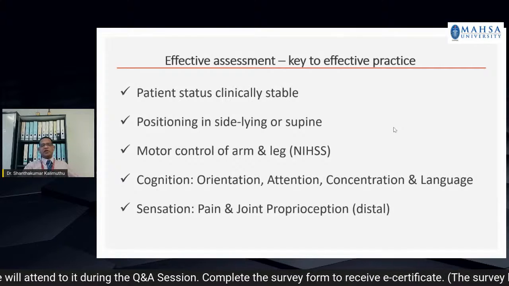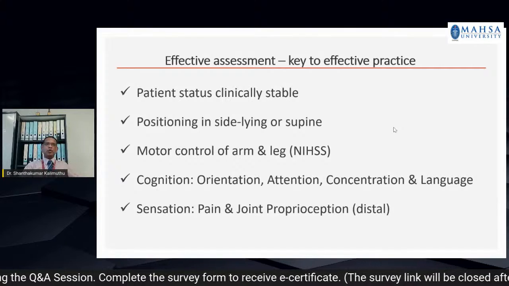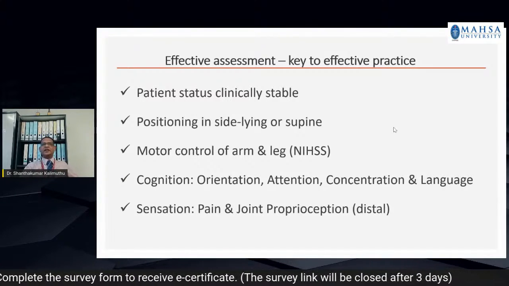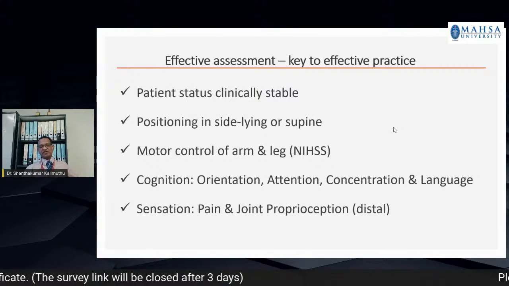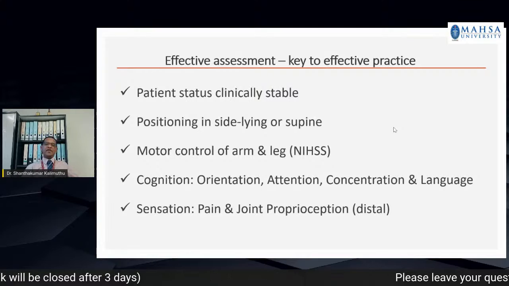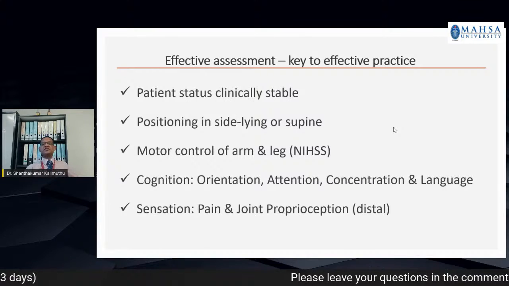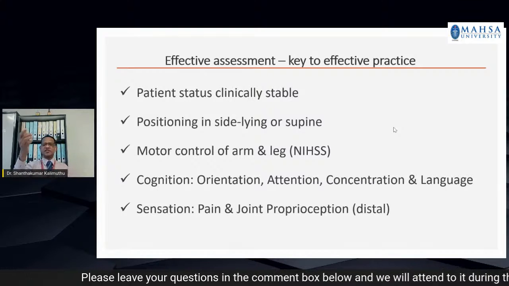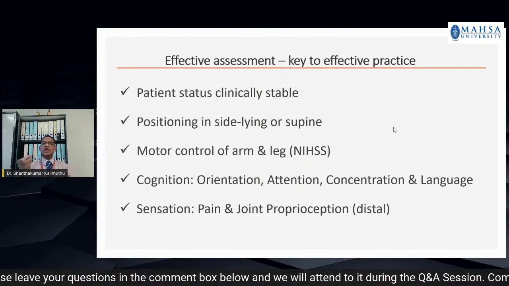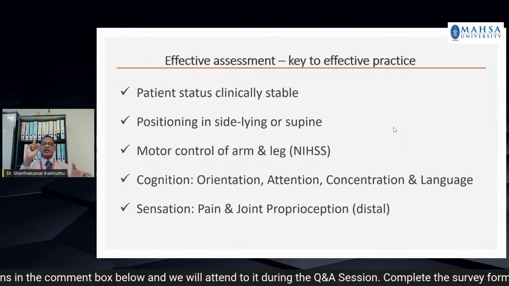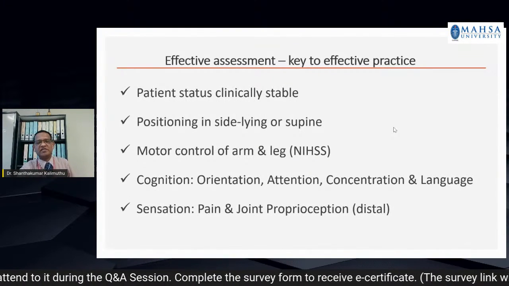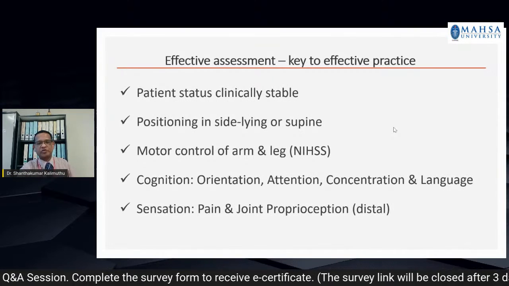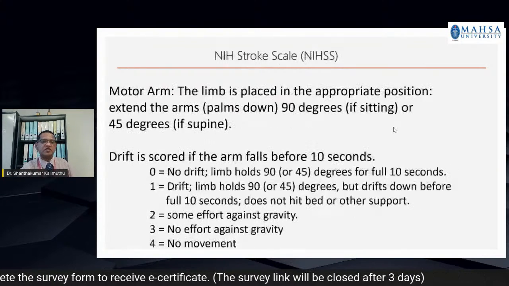Sensation that you can test. The first assessment to do is the pain test, and you can use a pin to check the pain sensation, and evaluate joint proprioception, at least distal joint proprioception. For example, in upper extremities, you can instruct the patient to show the affected thumb with the unaffected hand. Okay, so that's how you can simply test the joint proprioception in acute stroke patients.